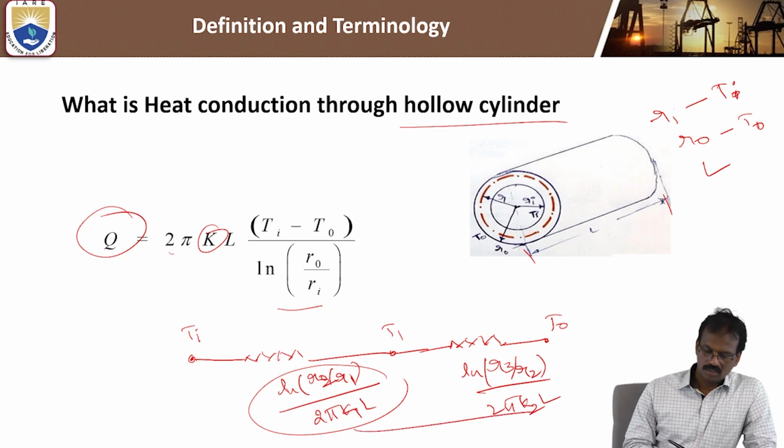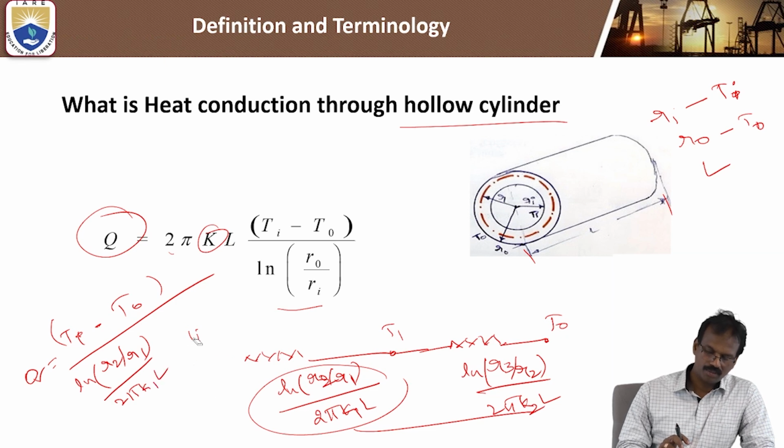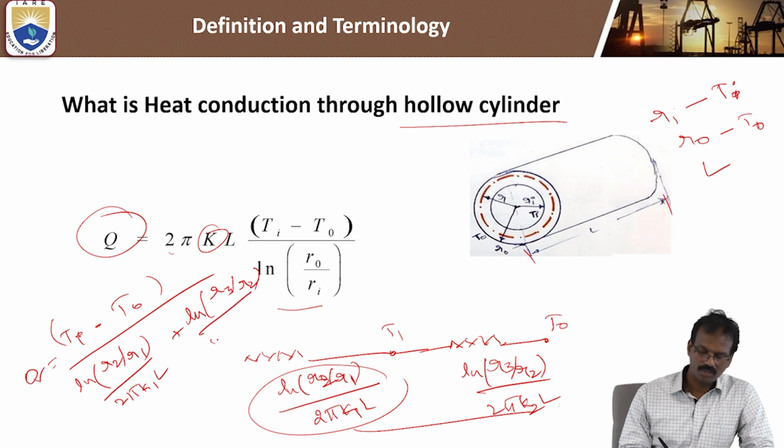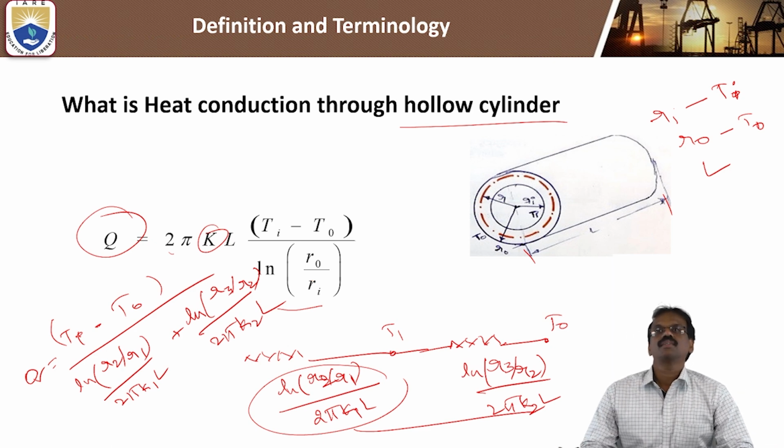So here Q is equal to the initial temperature Ti minus T naught, divided by the thermal resistance: ln R2 by R1 over 2 pi K1 L, plus ln R3 by R2 over 2 pi K2 L. So this is the formula you can use to find out the heat conduction through composite layers of cylinders.